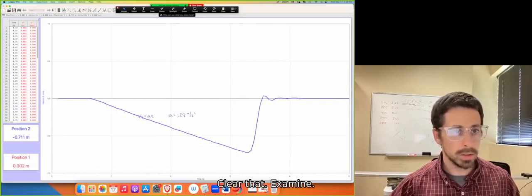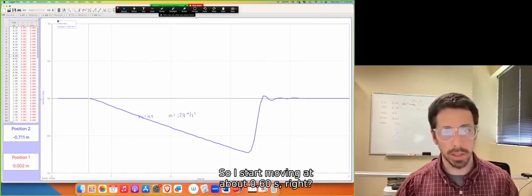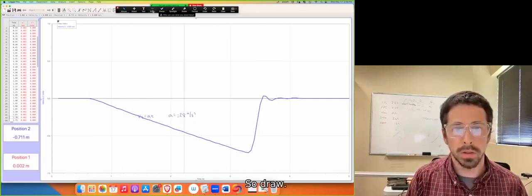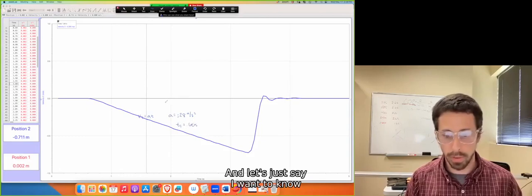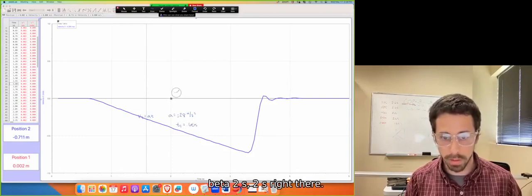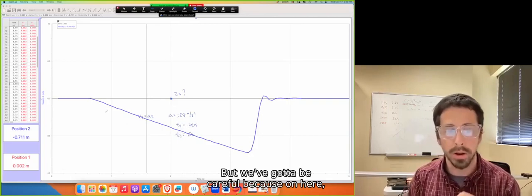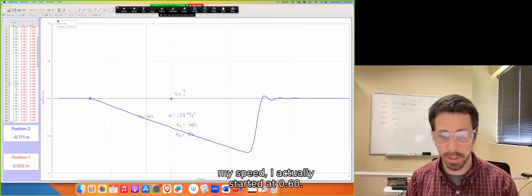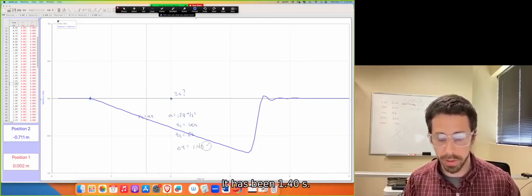Let's go to the examine. Right there is kind of where I start moving. So I start moving at about 0.60 seconds. So t1 is equal to 0.60 seconds. And let's just say I want to know speed at 2 seconds. So say t2 is equal to 2 seconds. What's your speed at 2 seconds? But we have to be careful because on here, my speed actually started at 0.60. So that means my delta t, how much time has passed, has been 1.40 seconds.